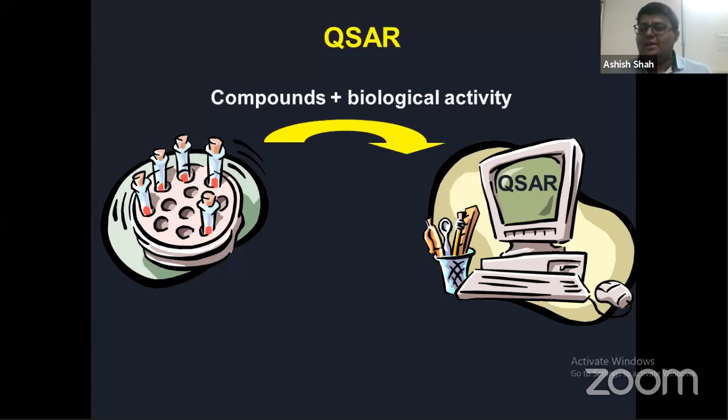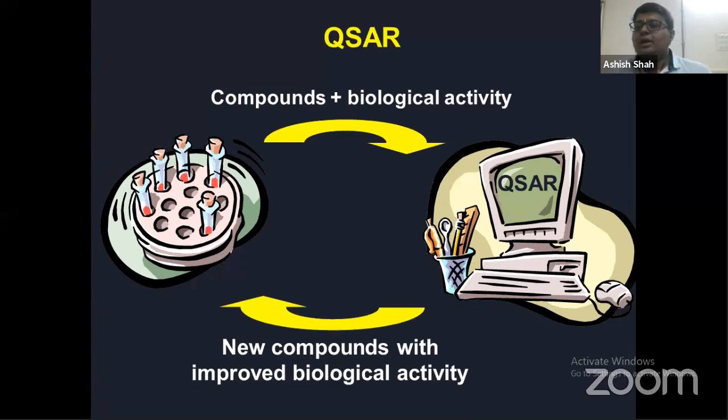So this is something like that. From previous compounds, I have some knowledge. Yes, these compounds are more effective, so I just need to put this combination, and I design my compound this way. So I have previous compounds with biological activity, and what I am doing is designing a new compound with improved biological activity.